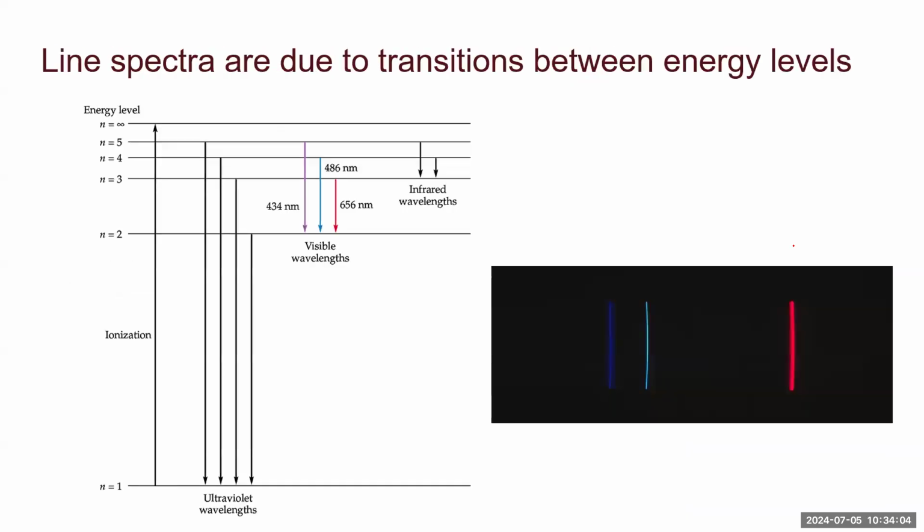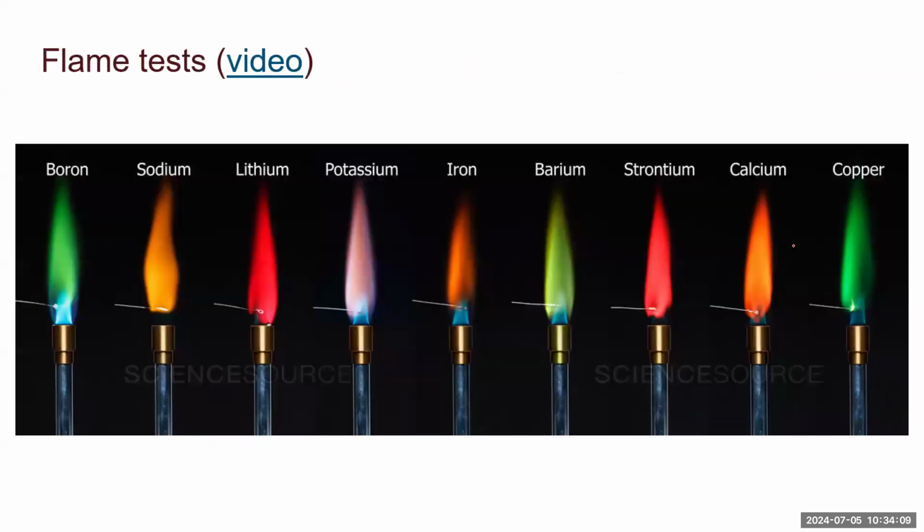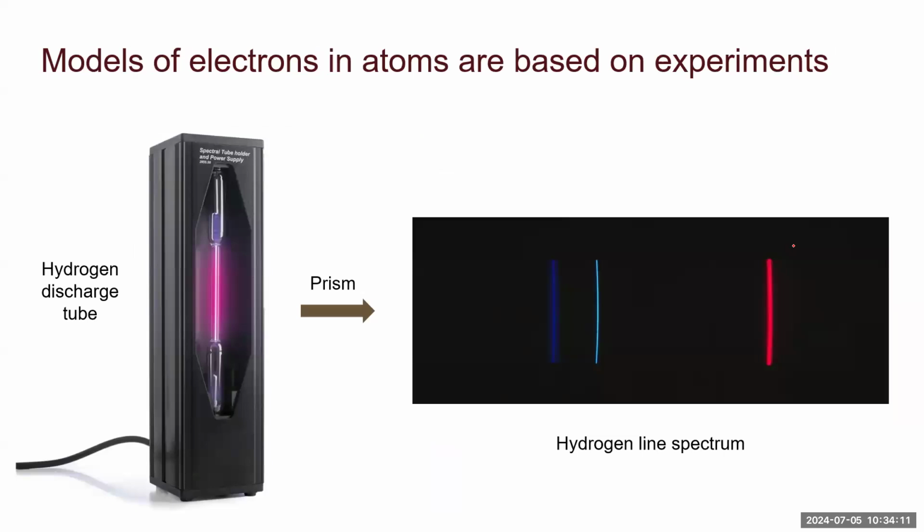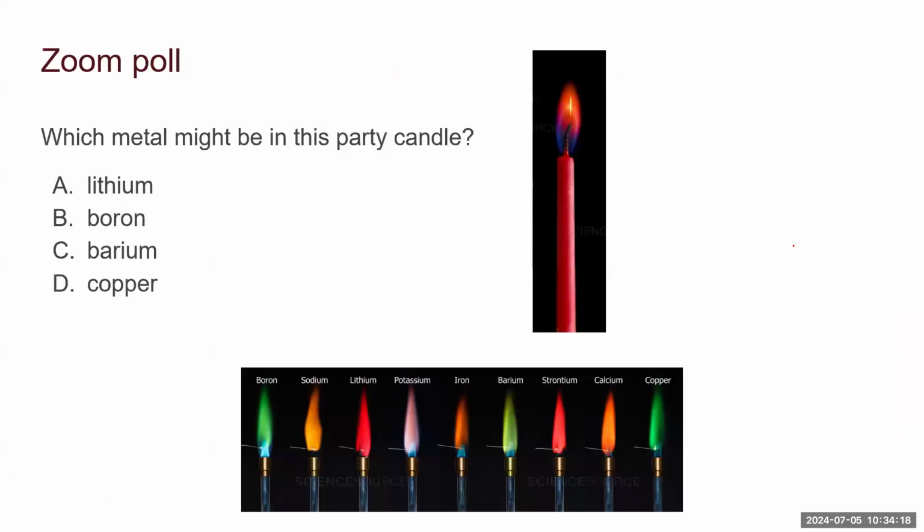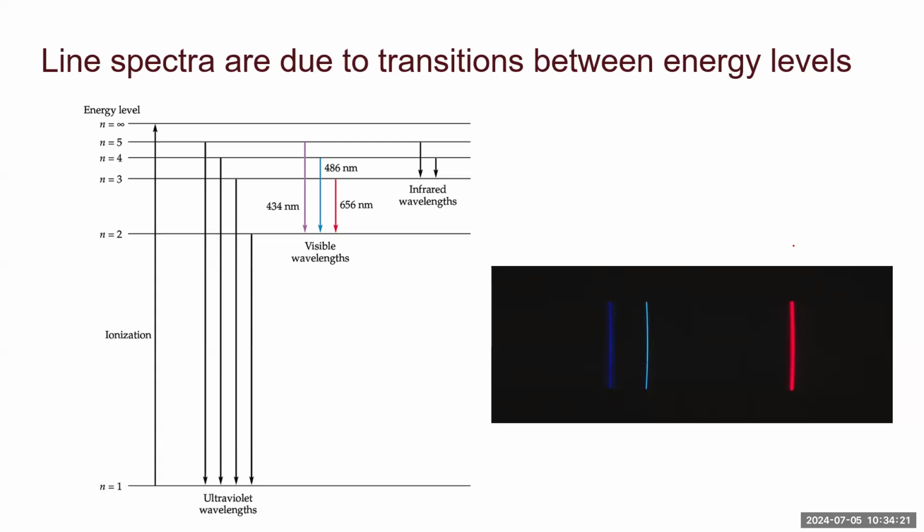Okay, so the idea is, if we go back here to this spectral tube and the production of these 3 different colors, what is shown here on the right is a line spectra. So these are the different visible colors that are produced.